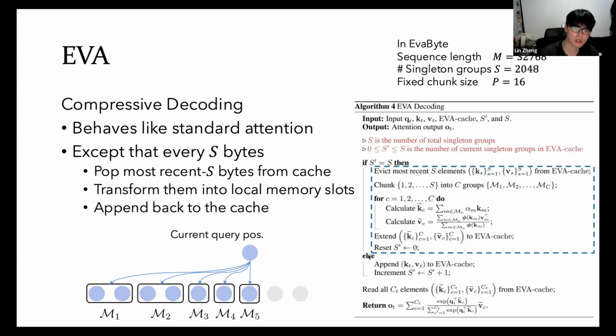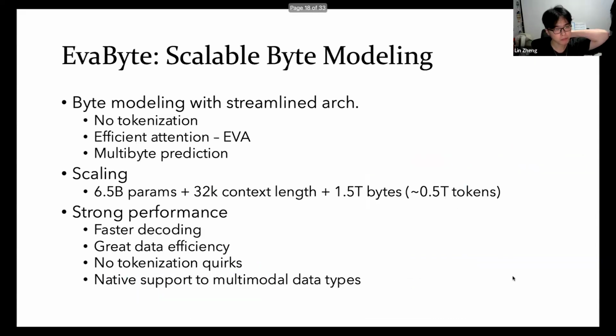So the algorithm on the right-hand side provides a sketch of the whole decoding algorithm, which is all very straightforward. It looks pretty similar to standard attention decoding schemes, except every time we consume a fixed number of tokens, we have to invoke the transform function and shorten the KV cache length. So that's pretty much the EVA attention mechanism.